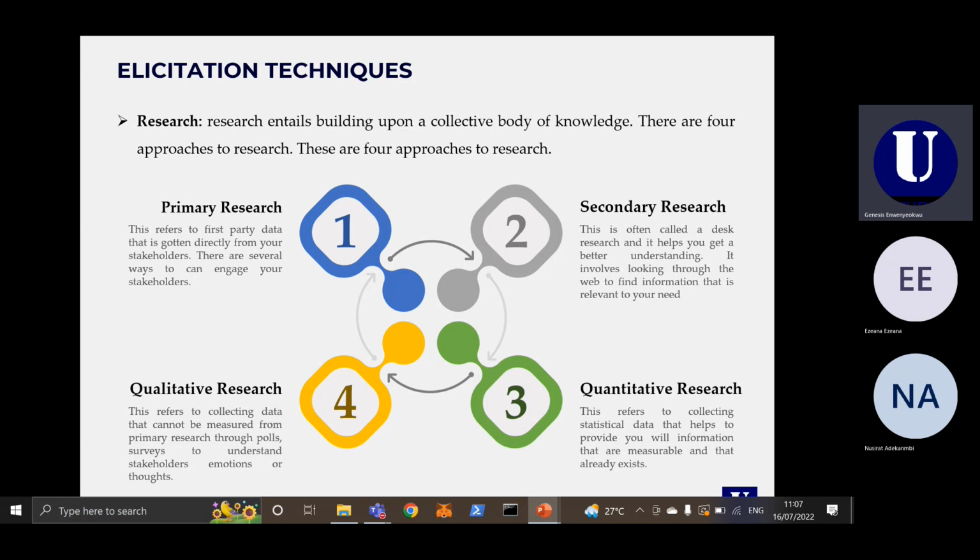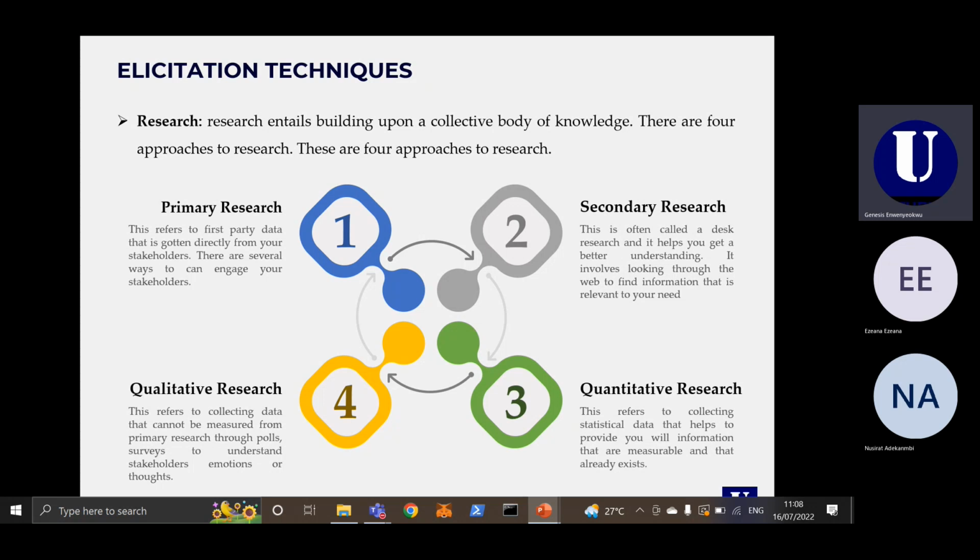So rather than asking the potential competitors that you have, you can do a benchmark of your competitors. Do you understand? Rather than interviewing your competitors, you benchmark against them. Then you interview your customers. So you need to understand which technique works for which activity.